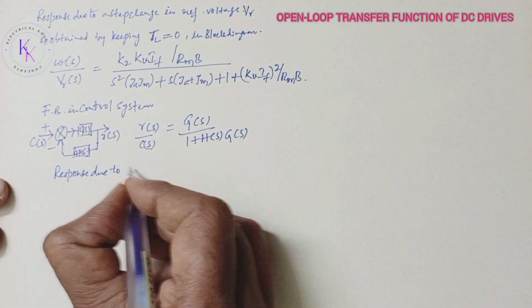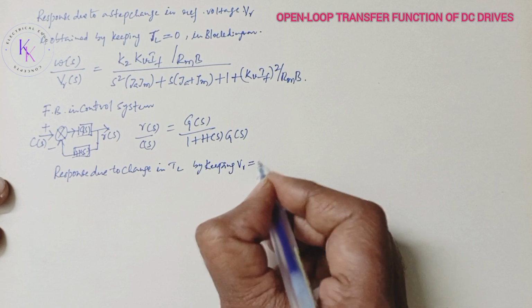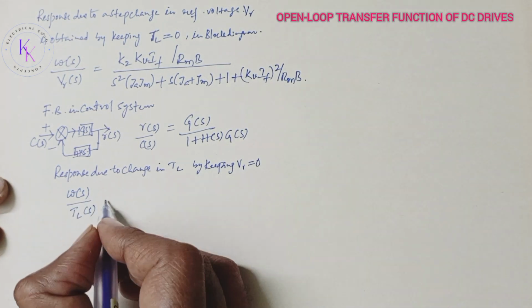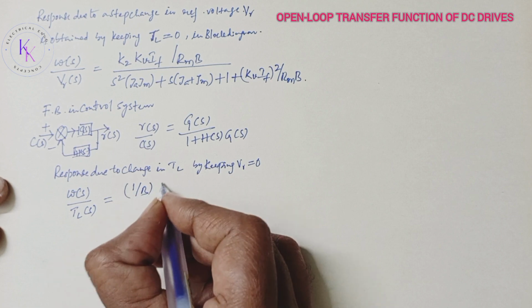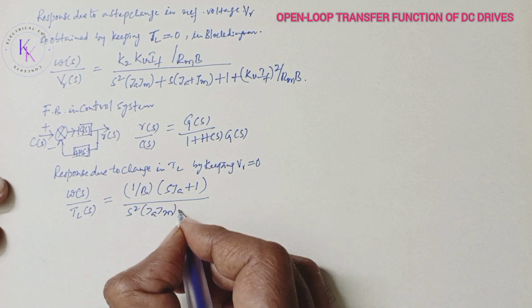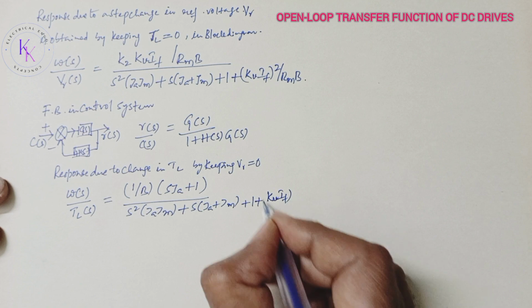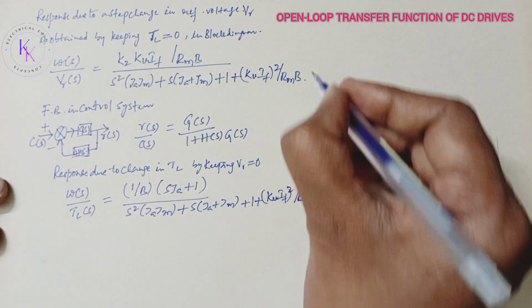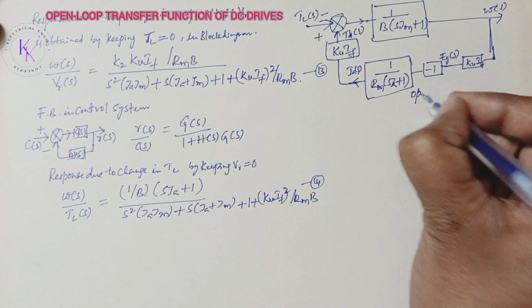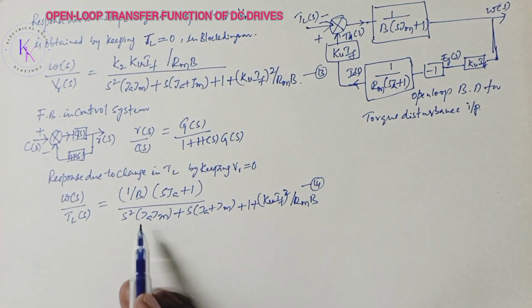The response due to change in TL can be obtained by keeping VR equals to 0 in the block diagram. Omega(S) is the output and TL(S) is the input, then it is (1 by B)(tau A plus 1) divided by S square tau A tau m plus S (tau A plus tau m) plus 1 plus Kv IF square divided by Rm into B. Let this be equation number 13 and this be 14. This is the open loop block diagram for torque disturbance input. From this block diagram, we got this equation.